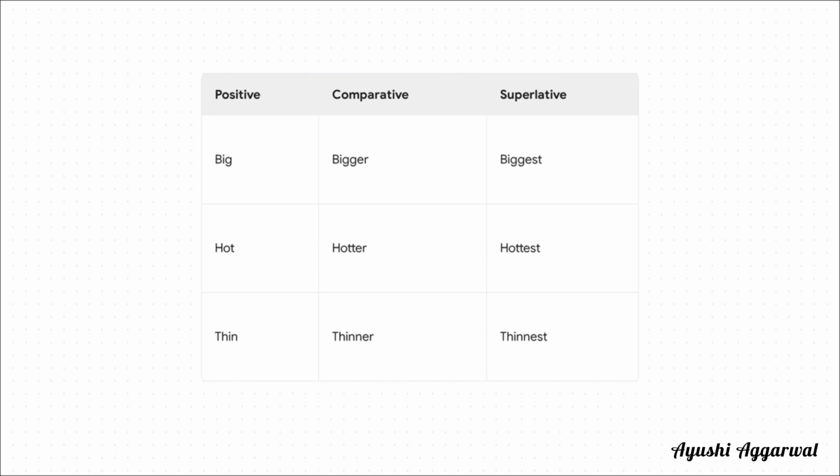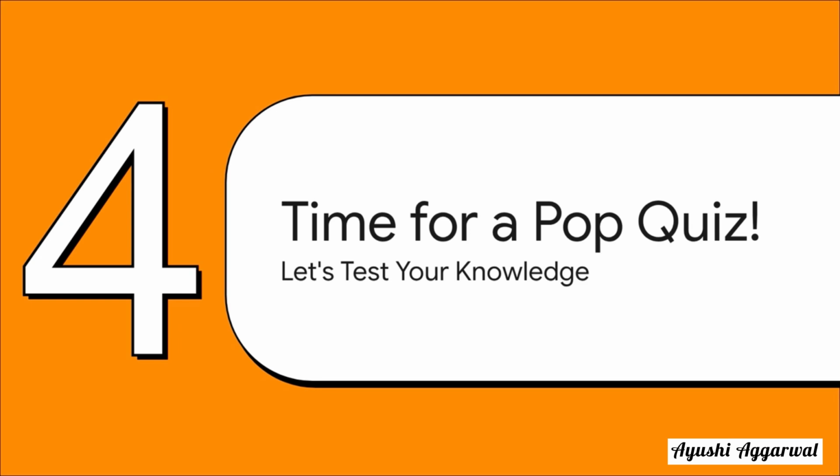Got it? And our last common rule is for words that end in Y. It's pretty simple. Just change that Y to an I before you add the ER or EST. So happy becomes happier. Makes sense, right? All right, you learned the rules. Now it's time to put that knowledge to the test. We're going to apply them just like you would in your exam. And don't worry, we'll solve these together.